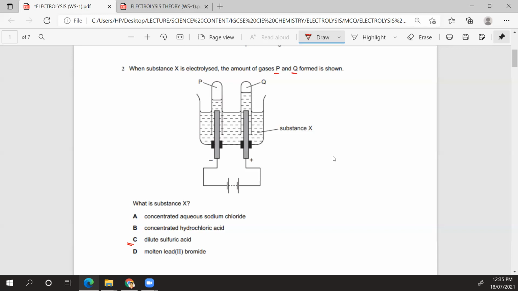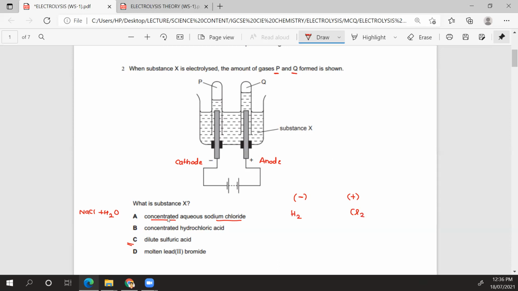Now, P is at the negative electrode, which means negative. This is cathode, and this is anode. So let us write over here for negative and for positive. Now, concentrated aqueous NaCl. So NaCl plus H2O, but it is concentrated. At the negative electrode, there will be H2, and at the positive electrode, there will be Cl2.